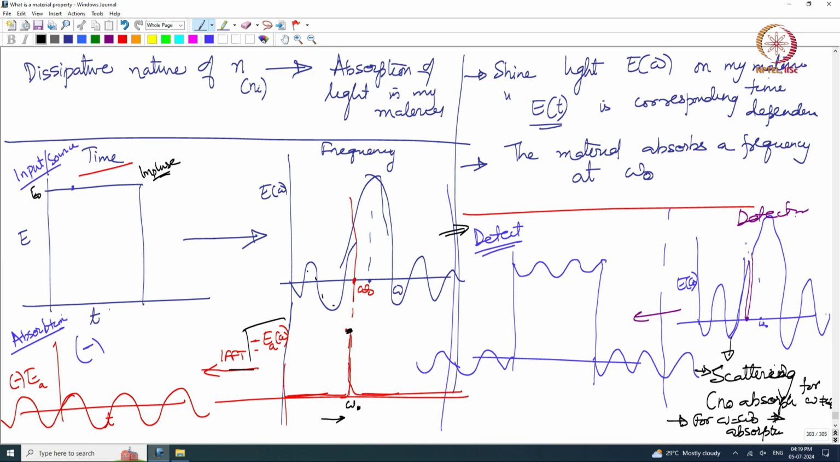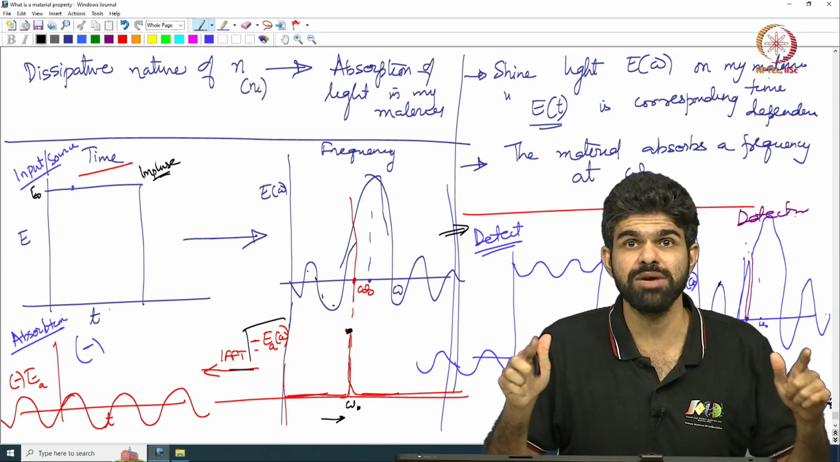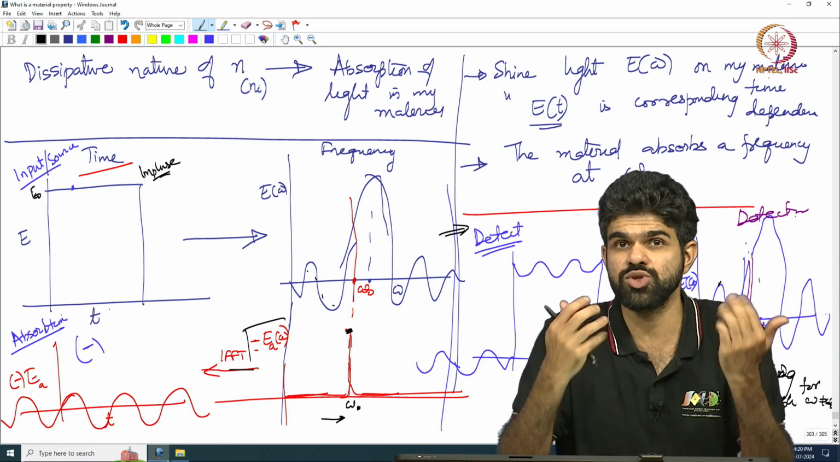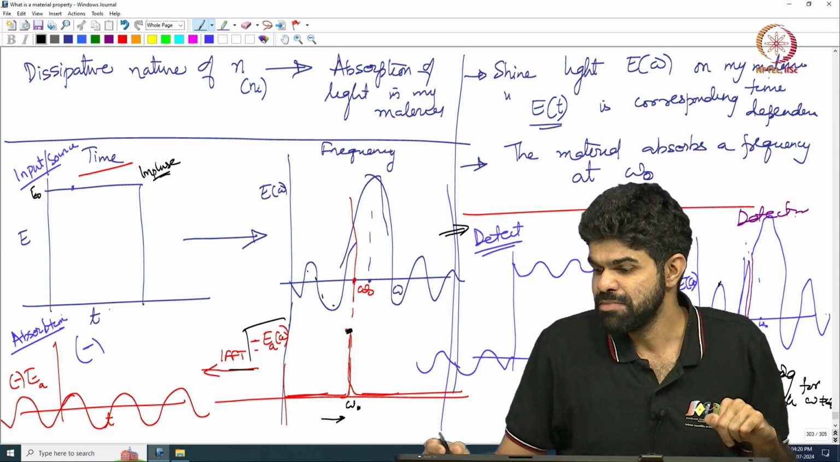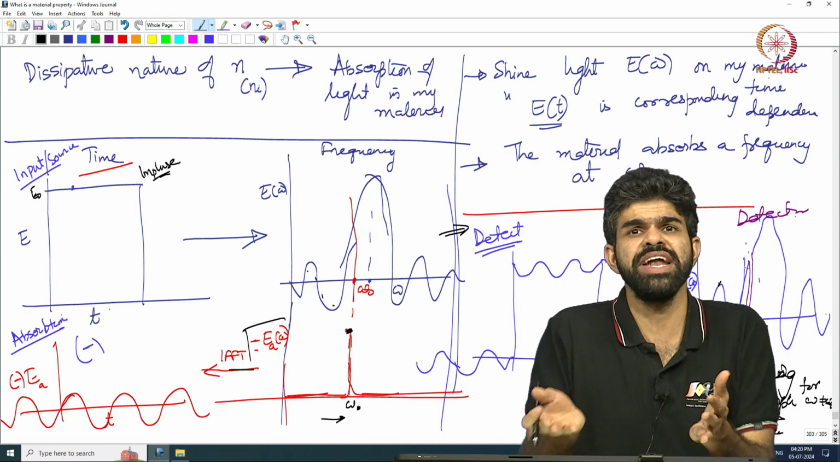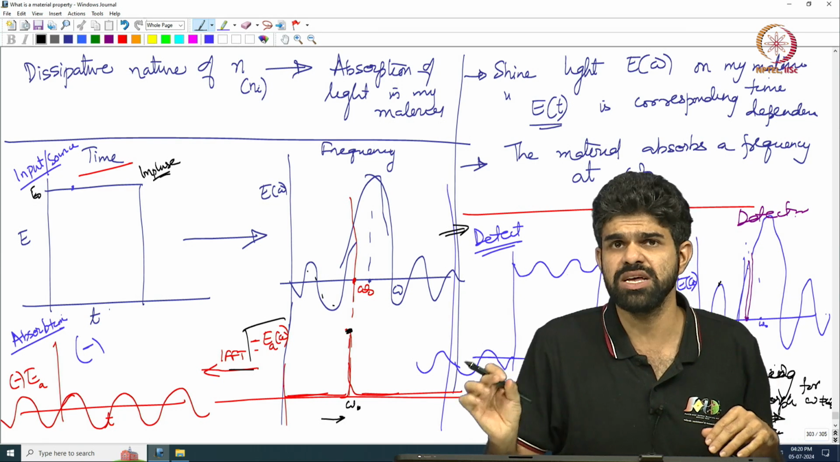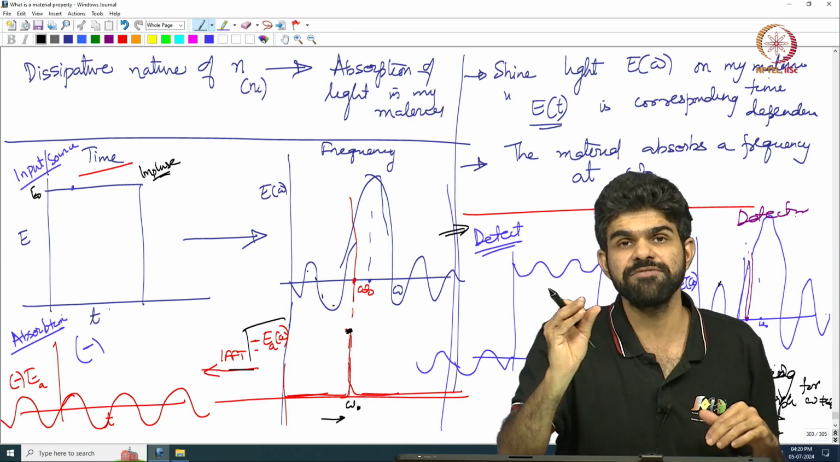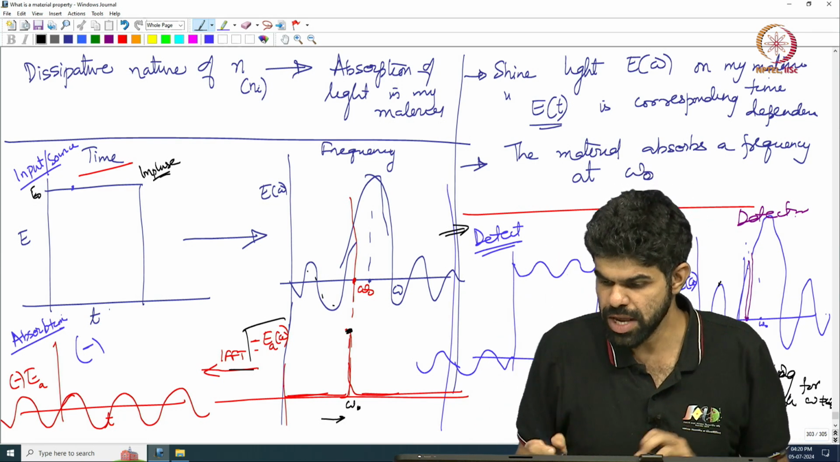So, for the rest of the frequencies there is only scattering, which means my momentum changes, that is okay. When I incident a light of this frequency, the momentum changes inside my material, that is okay, but energy is not being dissipated, energy is not being taken away, right. But here only at this frequency the entire energy that is in that light, carried in that frequency, is absorbed by the material. Okay.